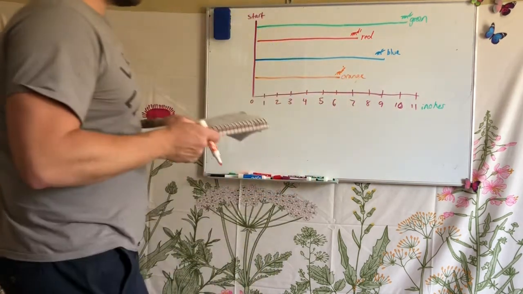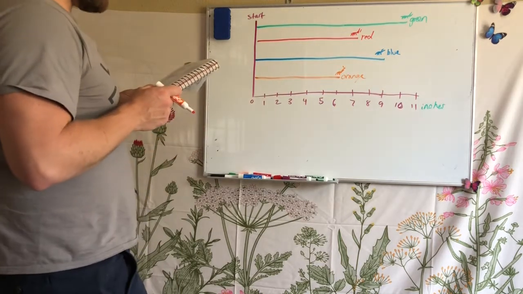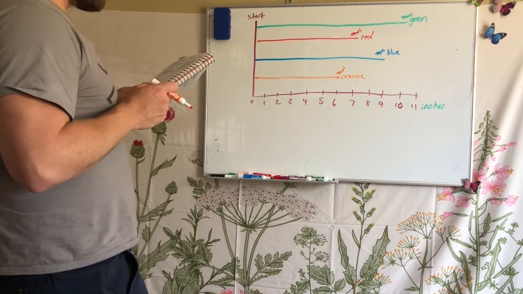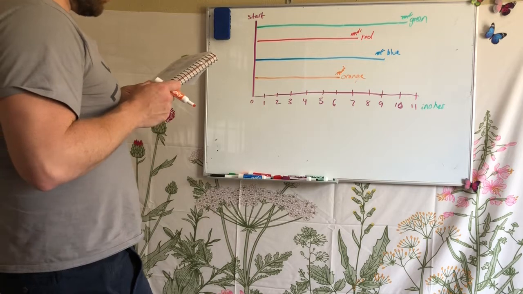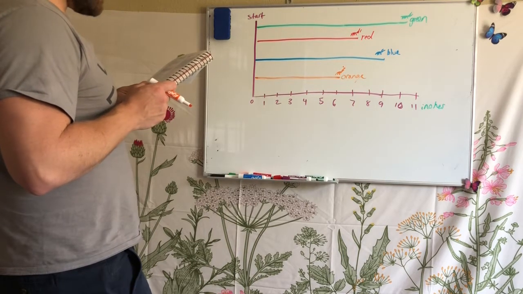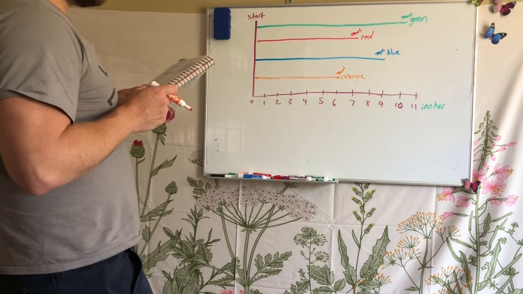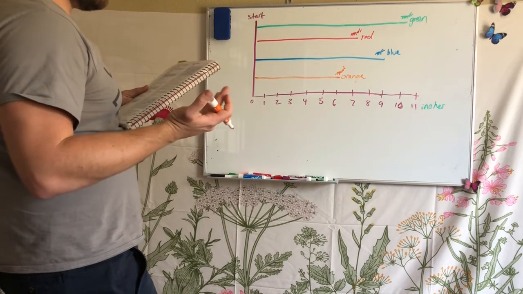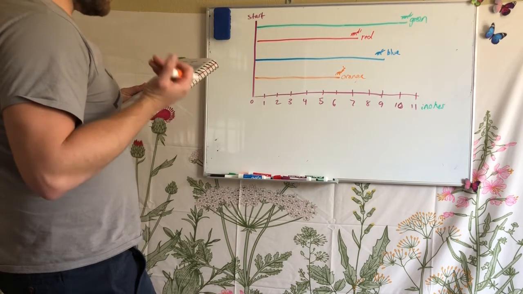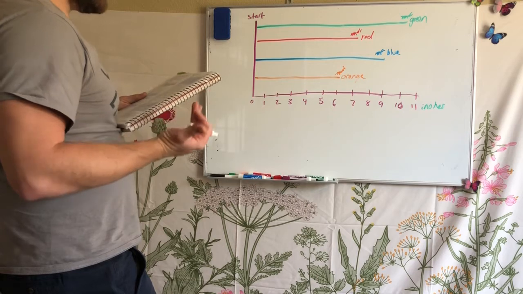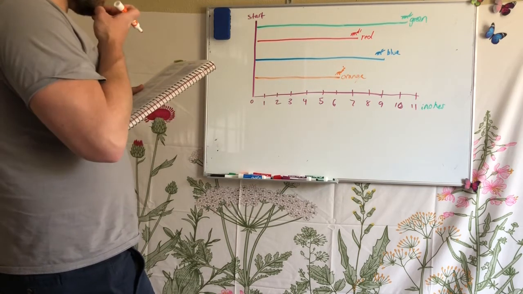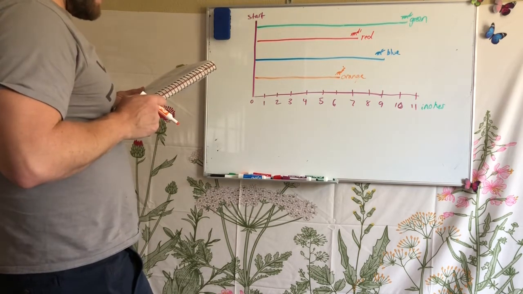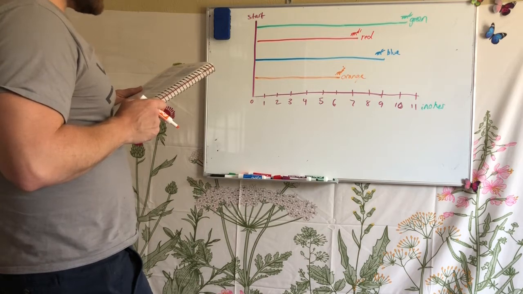Okay, so this diagram shows how far different bugs are from where they started. What's the color of the bug that is farthest from the starting line? Green. What's the color of the bug that is closest to the starting line? Orange. So we're going to find out the average distance of bugs from the starting line.